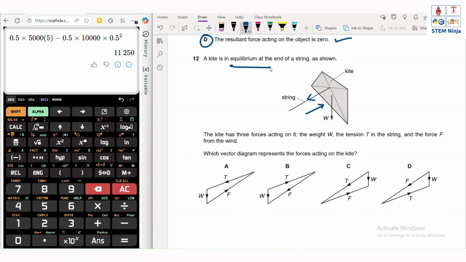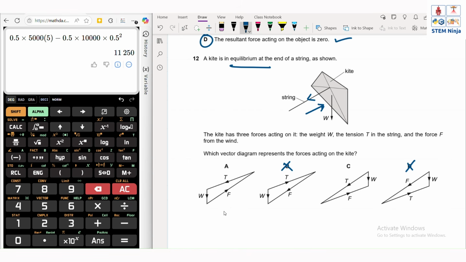So first off, the keyword over here is equilibrium. So that means it's going to be a closed triangle over here. So weight is downwards, tension is going towards the left. So that means this is gone and this is gone. So from the ones left, the force is going towards the right, the lift force, the wind basically.